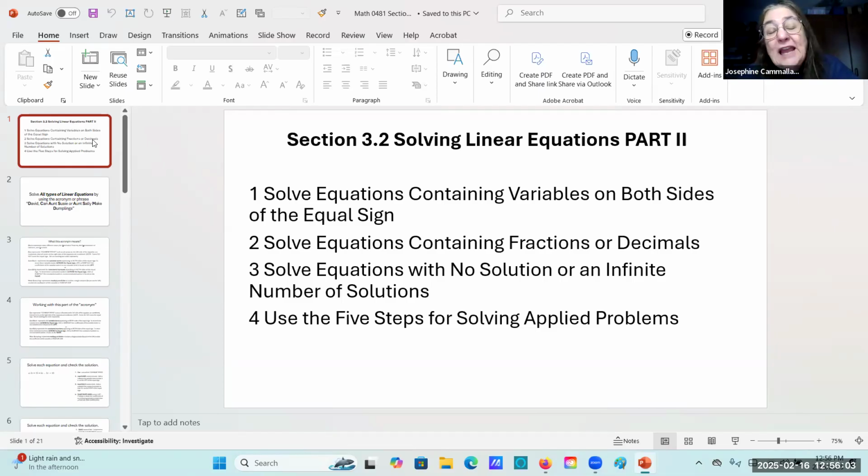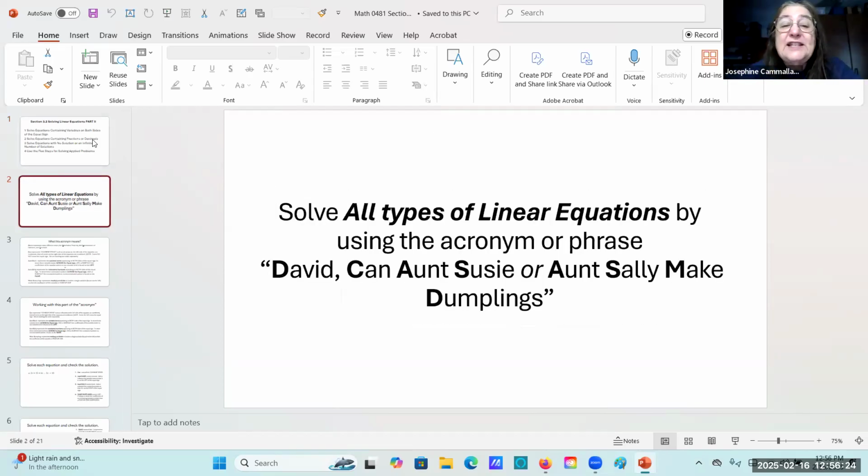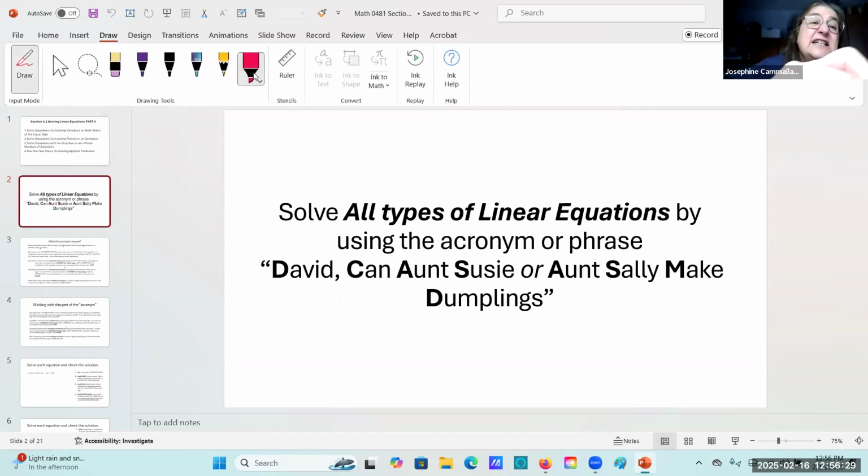And whether you like the saying or not, sometimes it's easier to just show you how the statement or acronym or phrase works, and then you can decide whether you want to use it or not. Now, this is the acronym or phrase. It says, David, can Aunt Susie or Aunt Sally make dumplings?